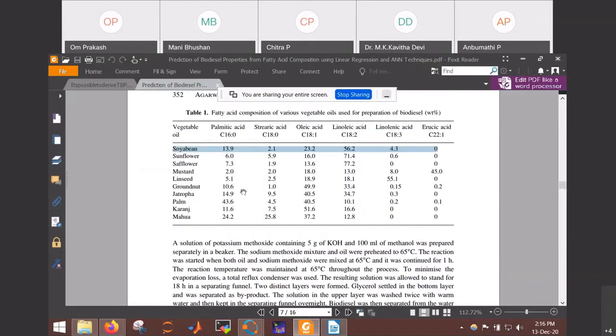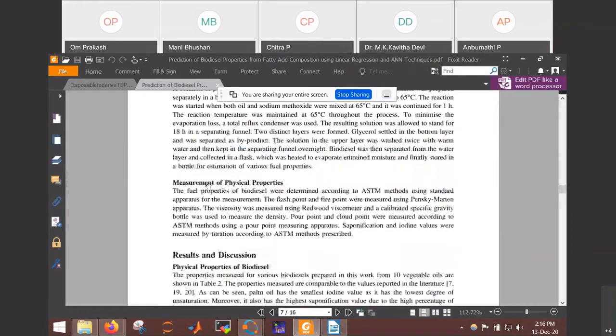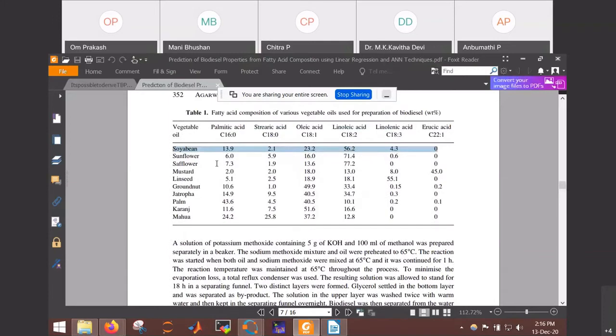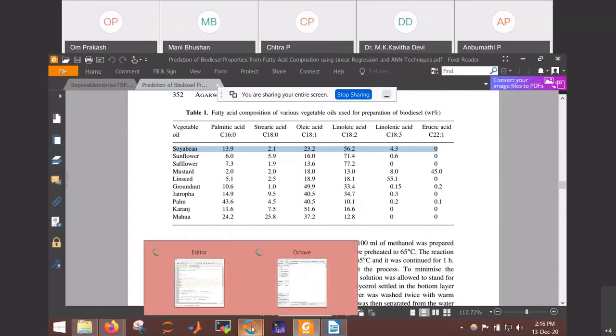And now if somebody gives me another vegetable oil whose fatty acid compositions are known, can I fit some curve so that I can predict the properties? And if it is known that the fatty acid composition and the properties follow a linear relation, then can I predict those properties? So this is my objective here. Okay. So I will just show you the code.